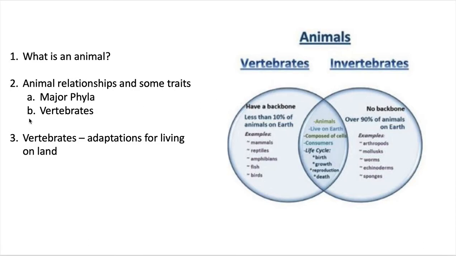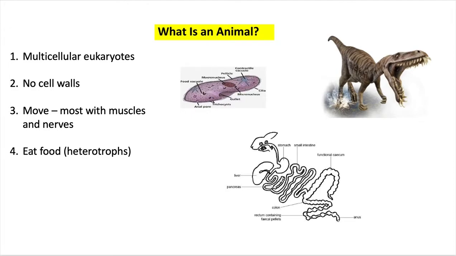All right, so here's the outline. Moving on. So first question is, what is an animal? And these are things that you should know about them. No cell walls, useful. Fungi have cell walls, which we really didn't talk about too much. I apologize for that. Plants have cell walls, bacteria have cell walls, but animals do not. And then they have muscles and nerves, at least most of them do, and they eat food, so they're called heterotrophs.